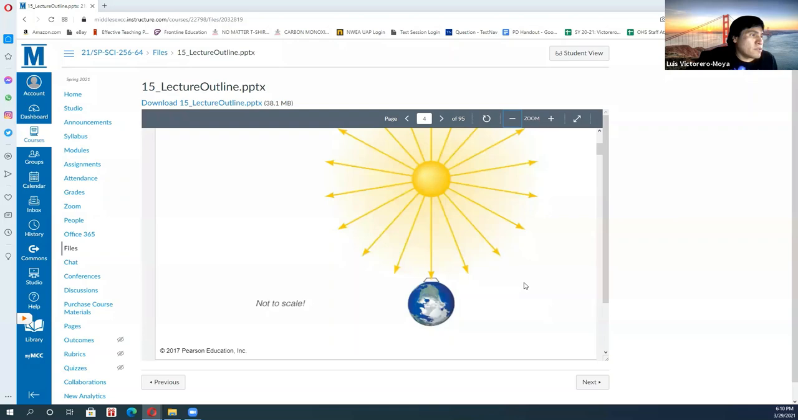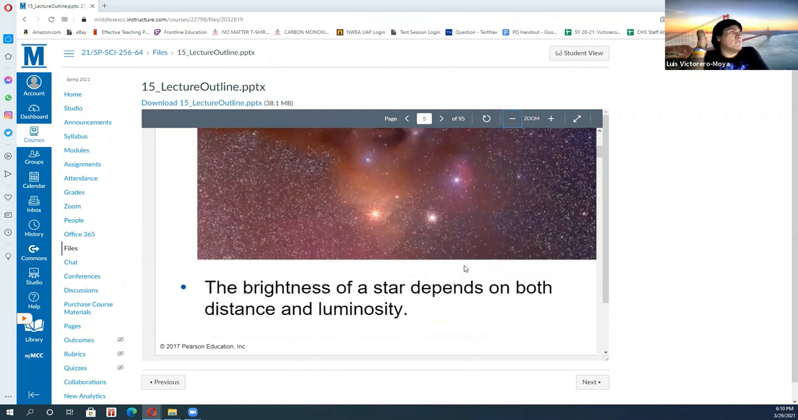So the brightness of a star depends on the distance, how far it is from us, and the luminosity. Luminosity is not really the same as brightness. Brightness is a factor for luminosity, though, which we know is proportional to the surface temperature of the star. So a blue star, which is hotter, will be brighter than the sun. But the sun looks brighter from our perspective because the sun is closer. That's where the distance factor comes into account.